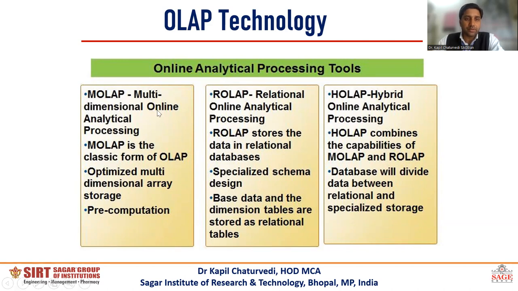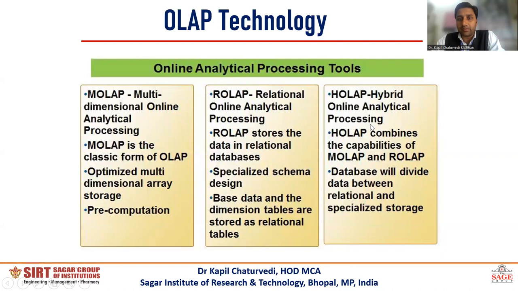So MOLAP is multidimensional online analytical processing. MOLAP is the classic form of OLAP. So basically, MOLAP, ROLAP, and HOLAP are the types of OLAP. It uses optimized multidimensional array storage and pre-computation. ROLAP is relational online analytical processing. So ROLAP stores the data in relational databases, as we discussed. It has specialized schema design. Base data and dimension tables are stored as relational tables. We are saying specialized schema design here because that is a relational database. It means to represent the data, we require some kind of schemas to represent that kind of relation.